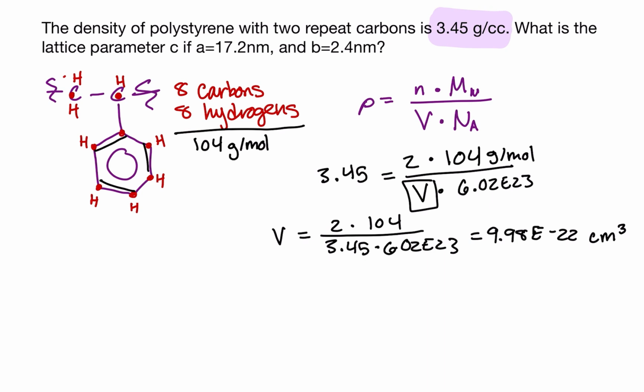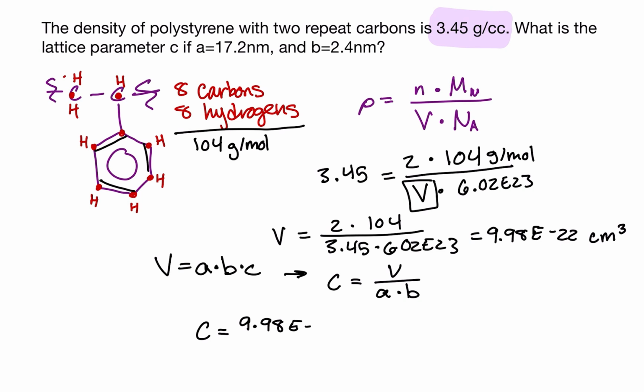And it's asking us to find the lattice parameter. So how are we going to do this from volume? From volume, we know that the volume is equal to the product of the lattice parameters. And so we know volume, we know A, and we know B. So we can plug it in and solve for C. So C is equal to V divided by A times B. We can plug in what we know. C equals 9.98 times 10 to the negative 22nd over 17.2 times 2.4.